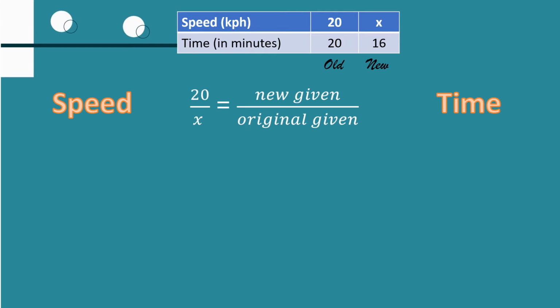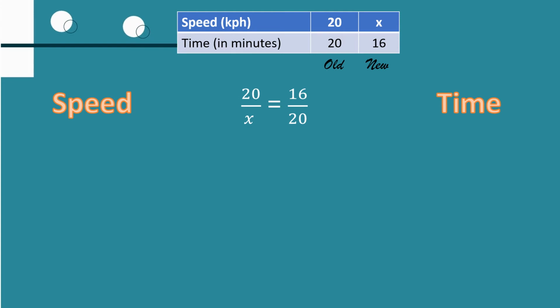Then, under the quantity time, the original time is 20, and the new time is 16. We have then the ratio 16 is to 20. Therefore, our proportion now is 20 is to x equals 16 is to 20. Next, cross multiply. X times 16 equals 16x and 20 times 20 equals 400.